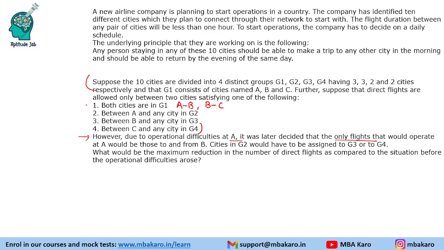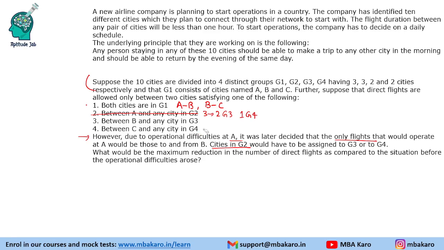Then it says cities in G2 would have to be assigned to G3 or G4. Now G2 does not exist. So the cities are assigned to G3 and G4. Now there were 3 cities in G2. We can assign them arbitrarily in any manner. So let us say 2 went to G3 and 1 went to G4. It does not matter how you assign.